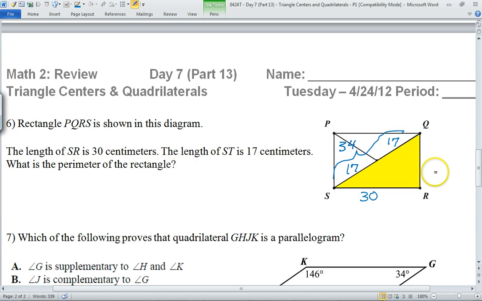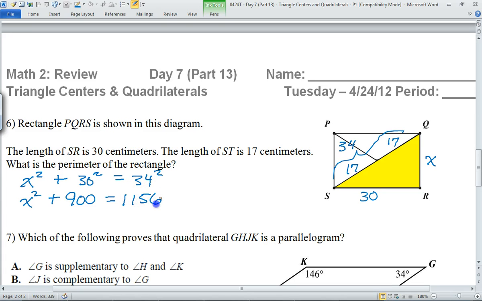Okay? So we can just do the Pythagorean theorem now. So I'll just call this x for a minute. So what I have is x squared plus 30 squared equals 34 squared. All right, a squared plus b squared equals c squared. So that makes x squared plus 900 equals, help me out, 1,156. That's not right? It is right.